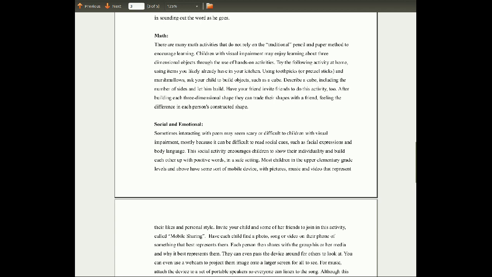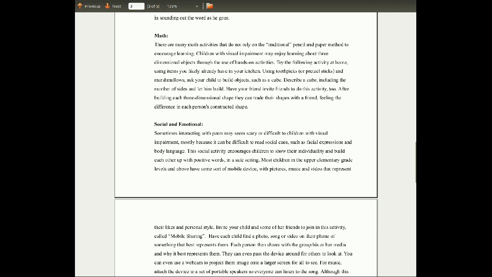So you can describe the cube to your child, including the number of sides that maybe that shape or object would have, and then let him build it based on your description. You can even have your child invite friends to do this activity as well. Now, after building each three-dimensional shape, they can each trade their shapes with a friend and then feel the difference in each person's constructed shape.